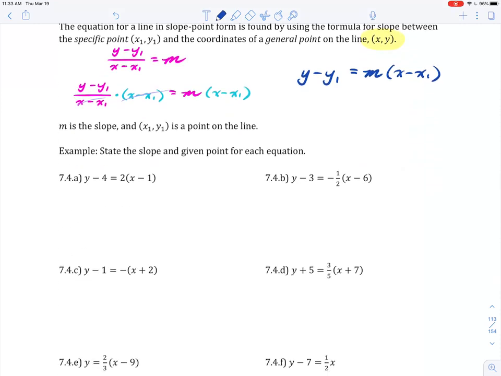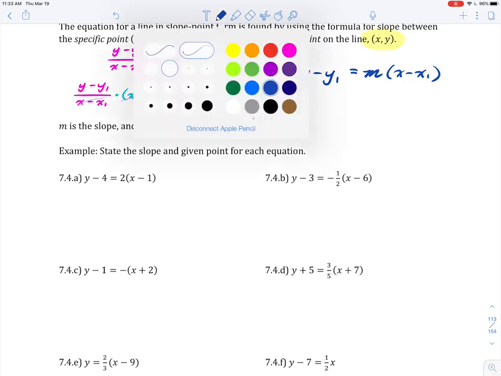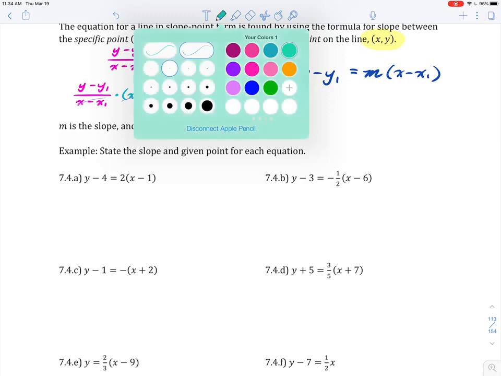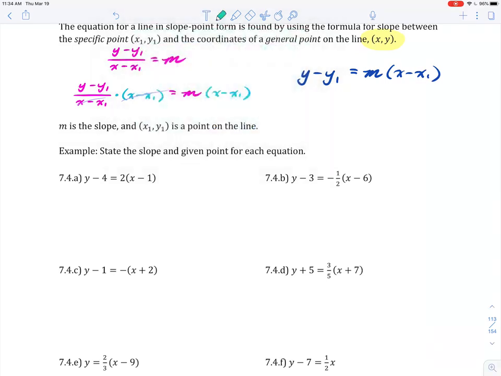Let's do some examples. Okay, so we are going to take a look at this one, and we are going to start by just stating the slope and the given point for each equation. And so we're going to start by picking a color. Okay, so our slope belongs right before x minus x1, and you can see that over here will be 2. So our slope is going to be 2.